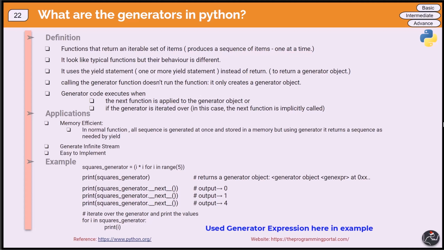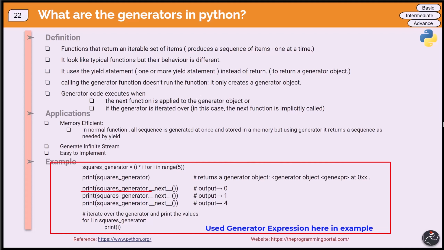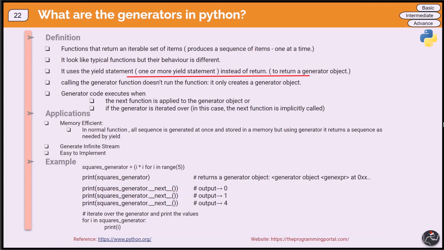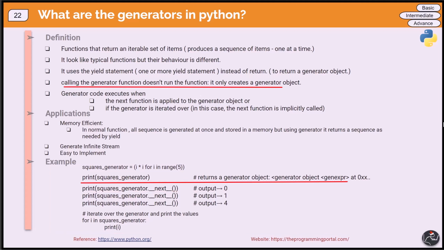So it is very memory efficient, and whenever we need an item, we can use the next function. We can have more than one yield statement as well. If you call the generator function, it will return the generator object. Then you can use the next function on that object to get the next item in the sequence as needed.